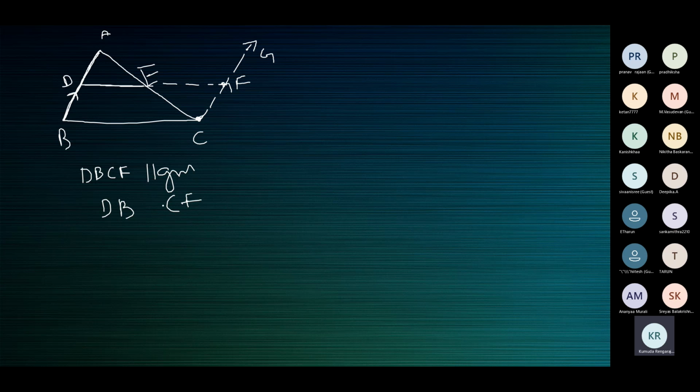So BD, or DB, is parallel to CF is already known to us, we already have that result by construction. Now the only thing we have to prove is DB is equal to CF. If you prove that DB is equal to CF, then we can say that DBCF is a parallelogram.